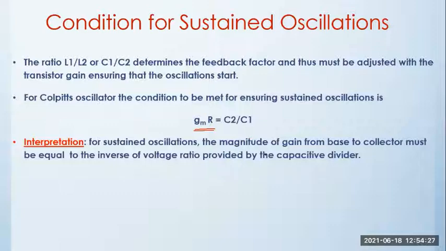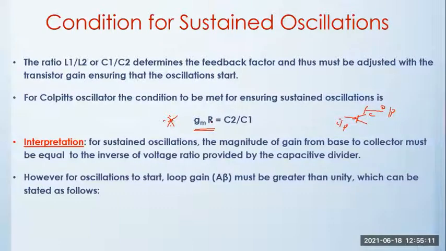So to get sustained oscillations, the magnitude of gain from the base to collector, that is from input to output. Remember, in an amplifier, the input is given at the base and the output is measured at the collector. So when I say from base to collector, it means from input to output side, the magnitude of the gain is equal to the inverse ratio provided by the capacitive divider. So I have to equate the gain to C2 by C1. Remember this condition. This is the condition to get sustained oscillations in a Colpitts oscillator.